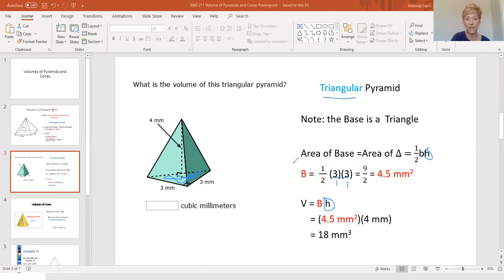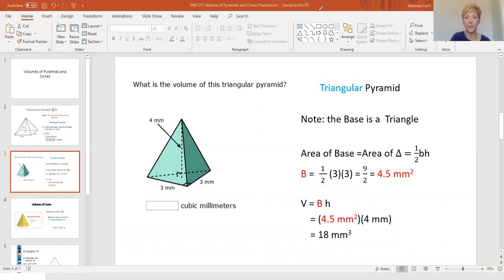They tell you it's 4 millimeters. So when I substitute in, that's where I got the 18 cubic millimeters. And remember, volume's always going to be cubed. So let's clear these, so when I go to the next one, it won't bother you, okay?